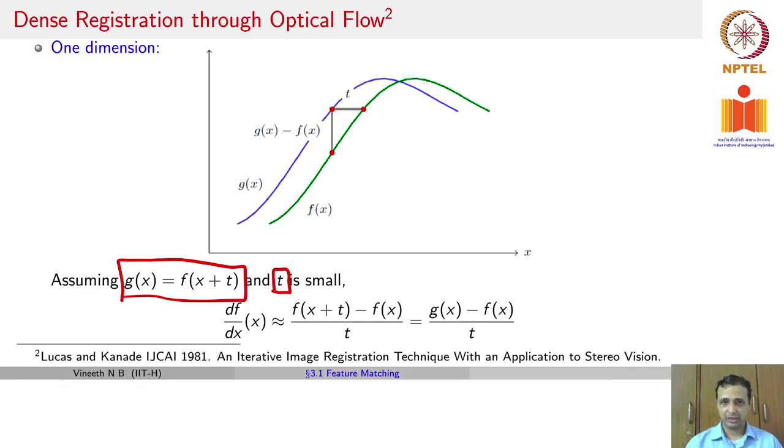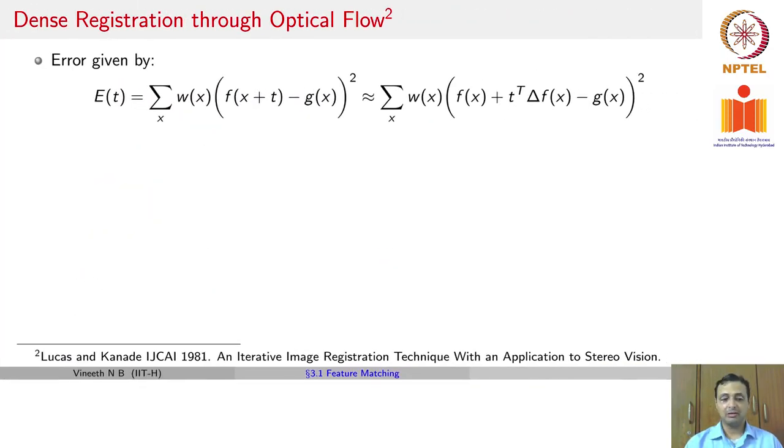By the first principles definition of the derivative, df/dx is given by the limit as t tends to 0 of (f(x + t) - f(x))/t, which would be the formal definition. But we know now that f(x + t) is g(x). So which means we can write df/dx as (g(x) - f(x))/t. Where do we go from here?